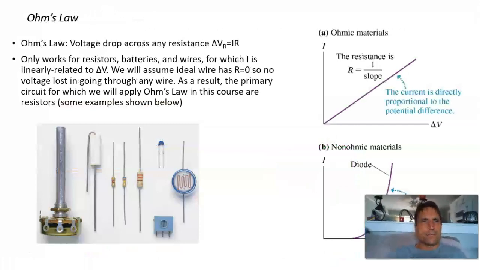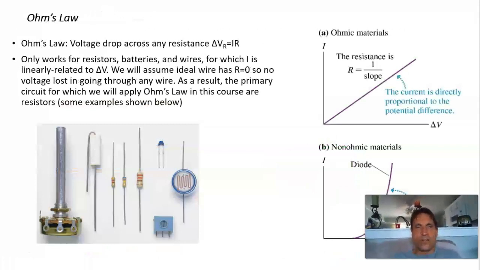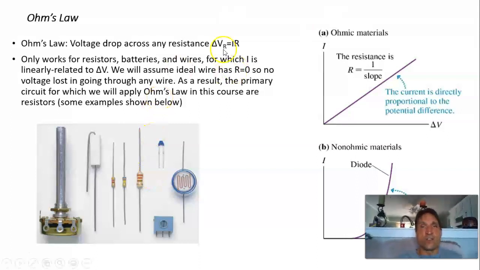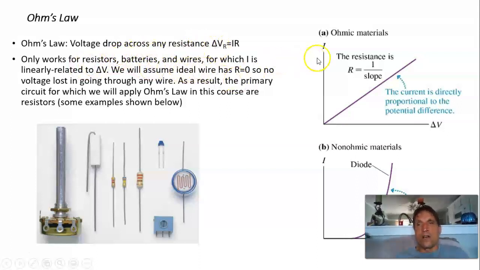Then the third rule that we're going to use in our circuit analysis is Ohm's law, and we learned that in the previous chapter. It just says that the potential difference across any resistor is IR, okay? Now we tack a negative on when we're doing our circuit analysis, but the magnitude is just I times R, okay? And remember that this only works for components like resistors, batteries, and wires, where the relationship between current and potential difference is a straight line, okay?